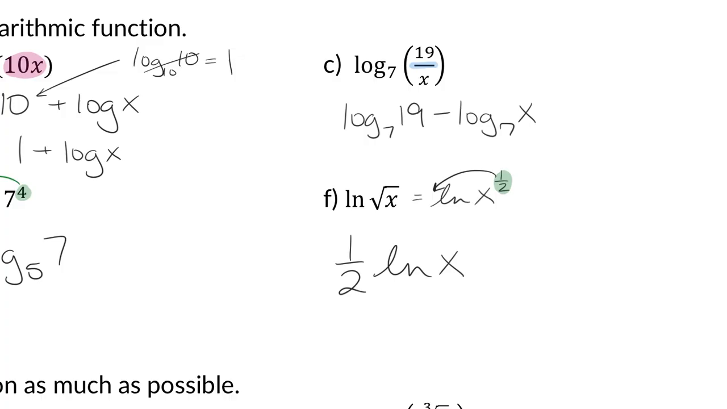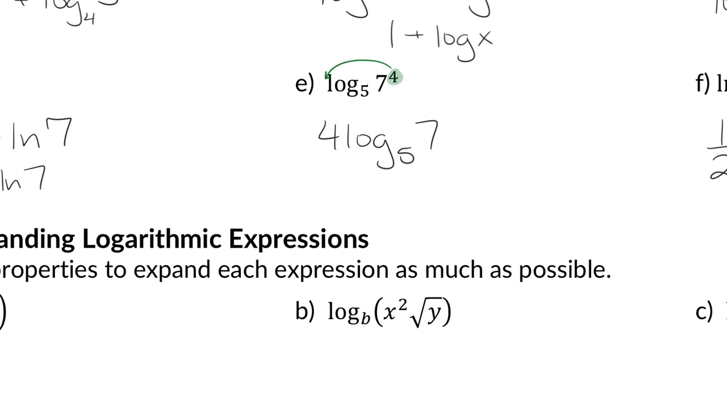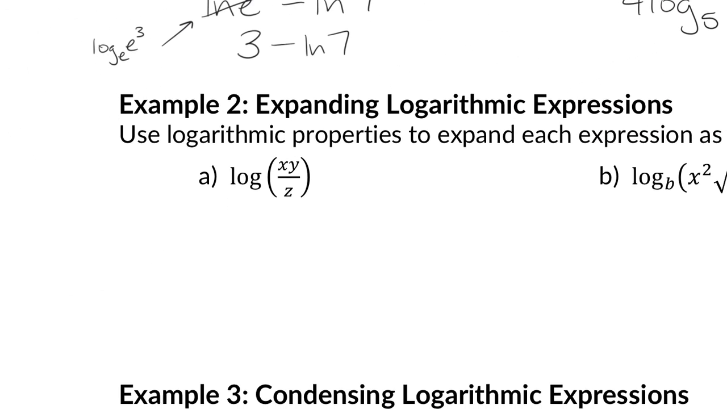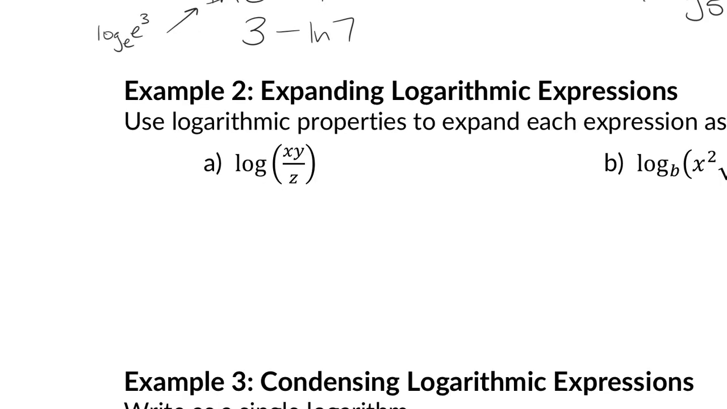Now that's taking each of the properties a single time. What if we start making it more complicated and we have more than one property happening at the same time? We're going to deal with the properties as simply as possible. Right here, log of x times y over z. There are 3 letters, x, y, and z, yes?